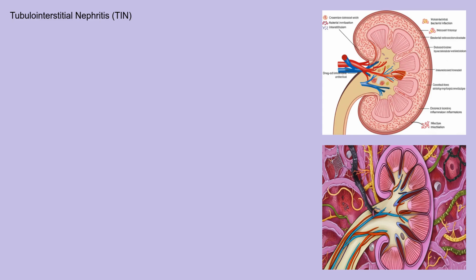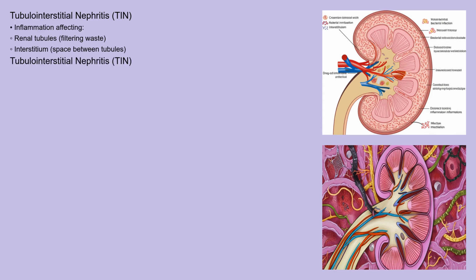Tubulointerstitial nephritis, or TIN, arises from inflammation that primarily affects the renal tubules, the tiny tubes in your kidneys that filter waste, and the interstitium, the space between these tubules. The most common cause is drug-induced.